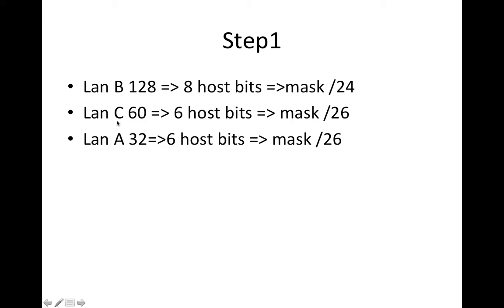If I need 60 IP addresses in a network, I need 6 bits in the host portion, and the mask would be /26. If I want to have 32 IP addresses in a network, I need to have 6 bits in the host portion, and therefore the mask would be /26.